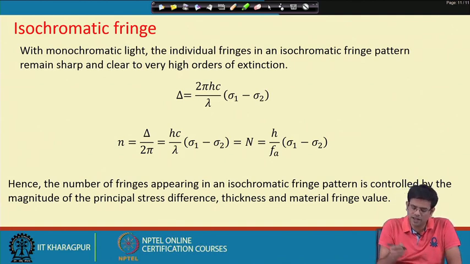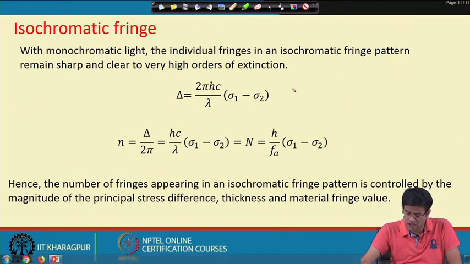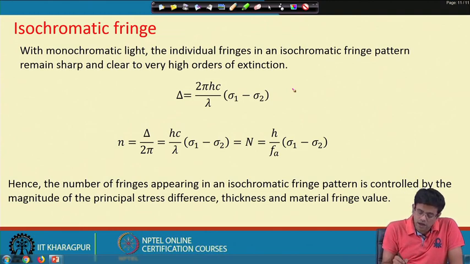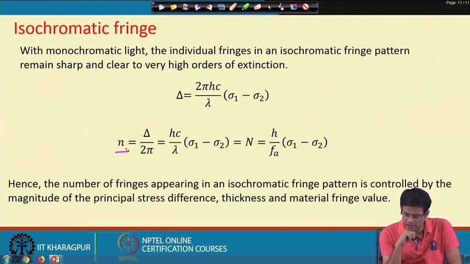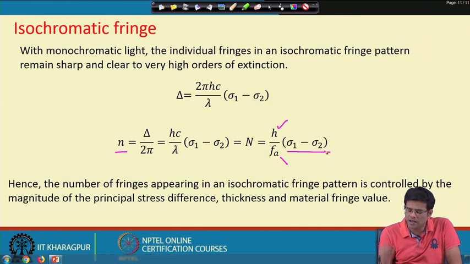So, in the case of an isochromatic fringe pattern, n, the number of fringes appearing, is essentially dependent on the thickness, the material fringe value, and the principal stress difference. So, finally, we can express it in terms of strain also.